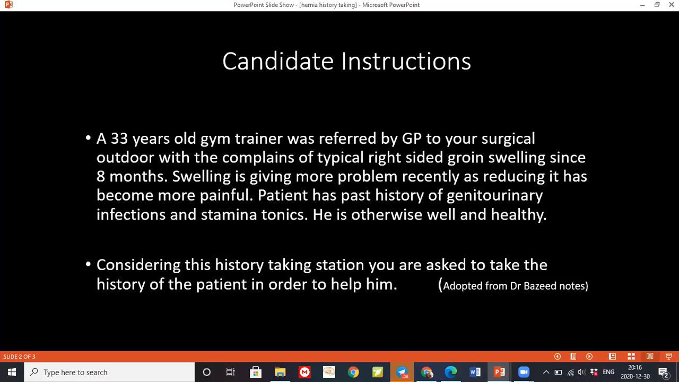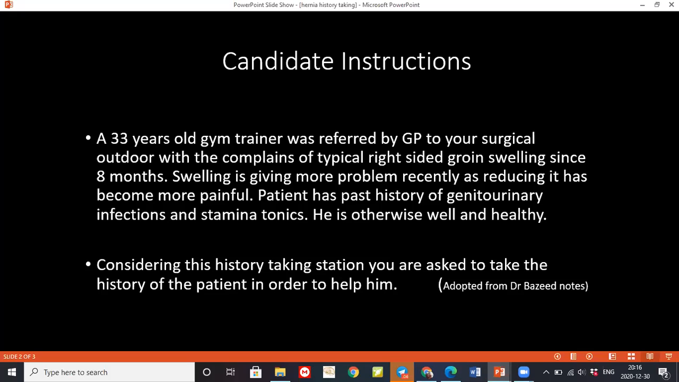Okay. So can you tell me what is the component of stamina tonic which patient has been using? I have no idea. Does it contain steroids? Yes. Okay. Can you tell me what is hernia? How would you define hernia? Abnormal protrusion of viscera from its surroundings or from its contained surroundings. Okay, protruding through a defect. Protruding through a defect. Okay.